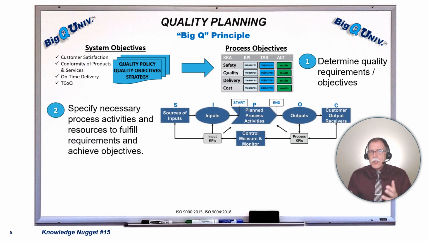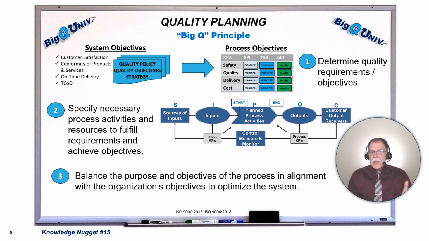The next thing we would do is specify the necessary process activities and the resources needed to fulfill requirements and achieve objectives. And then the third thing is we would balance the purpose and objectives of this process in alignment with the organization's overall objectives so that we could optimize the system.